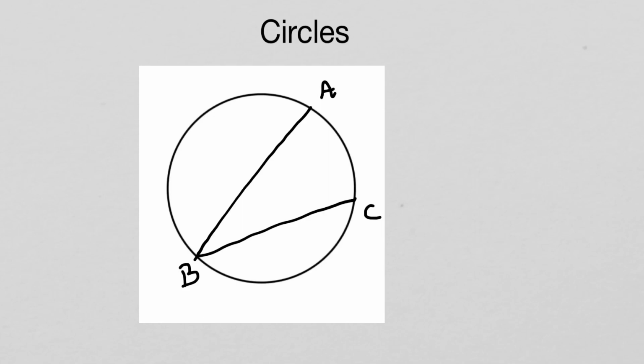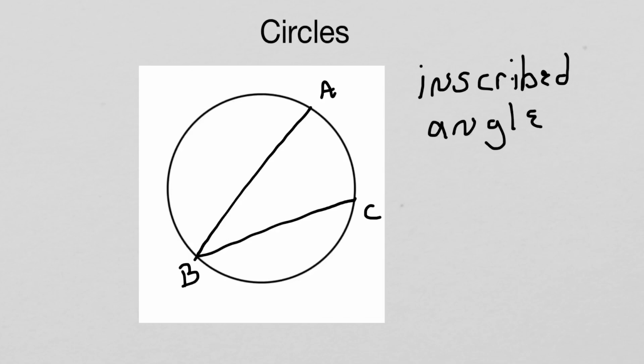If the vertex of an angle is on the circle itself, see how each endpoint of ABC touches the circle itself, it's not a central angle. This is called an inscribed angle. Note the difference between an inscribed angle and a central angle. The vertex of an inscribed angle touches the circle. The vertex of a central angle touches the center. So in this one, angle ABC, with B being the vertex, is an inscribed angle.